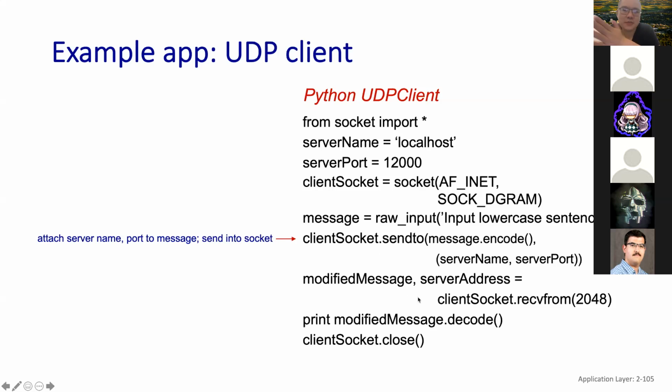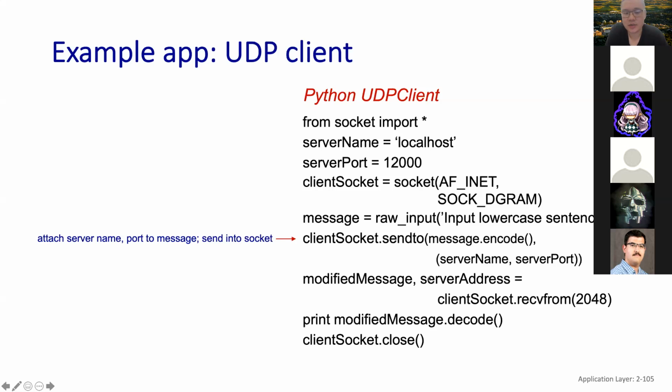I think the next step should go to the server side, but let's assume that the server already got something and the server replies to you. After that, you should receive something from the server side. You can see modified message and server address. These are the two return values from the client socket's recvfrom function. Because at the same time you can receive different messages from different IP addresses.